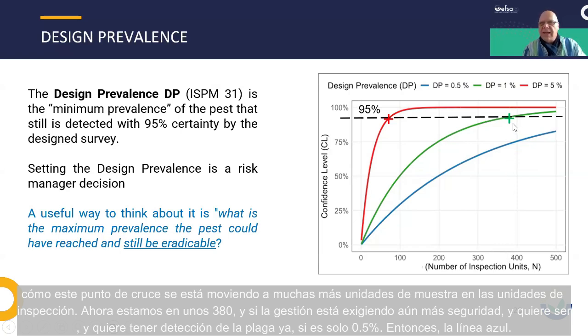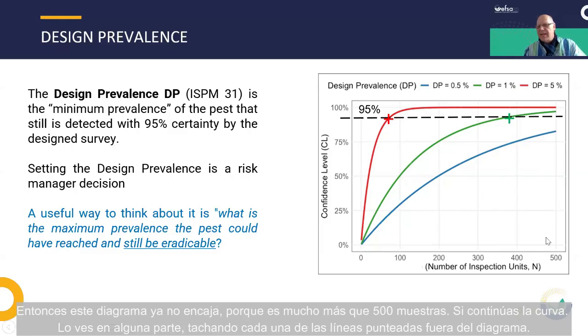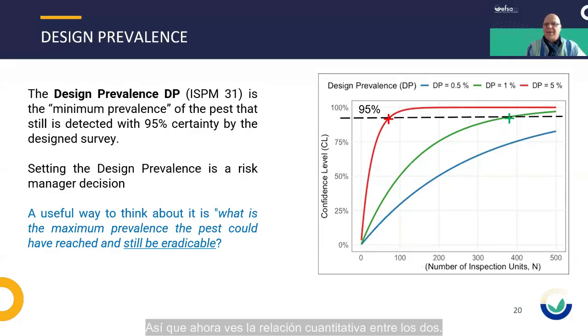And if the management is requiring even more safety and wants to have detection of the pest already if it is only 0.5%, the blue line, then this diagram doesn't fit anymore because it's much more than 500 samples. If you continue the curve, you see it's somewhere crossing the dotted line out of the diagram. So now you see the quantitative relationship between the two.